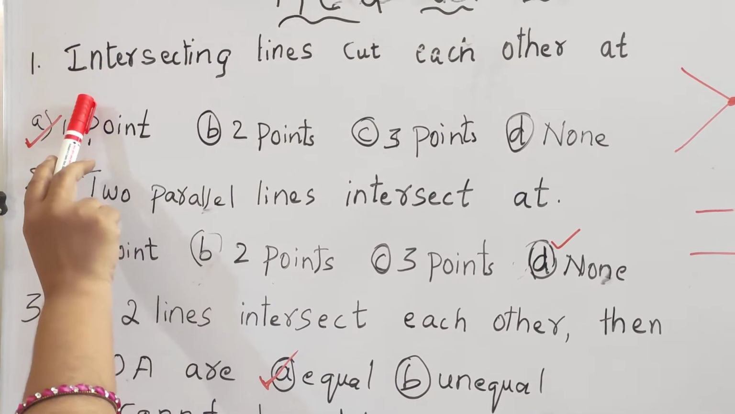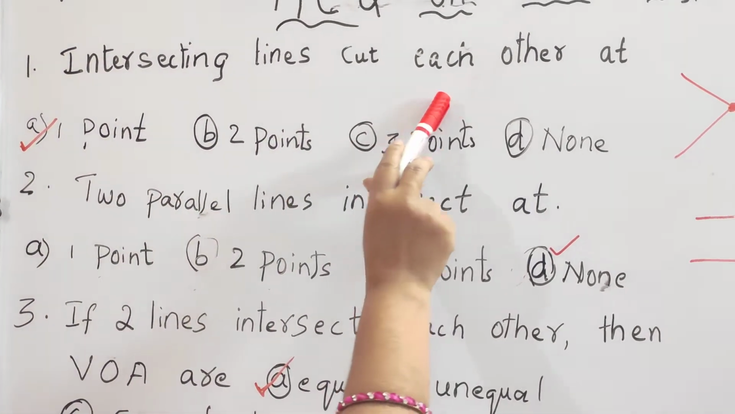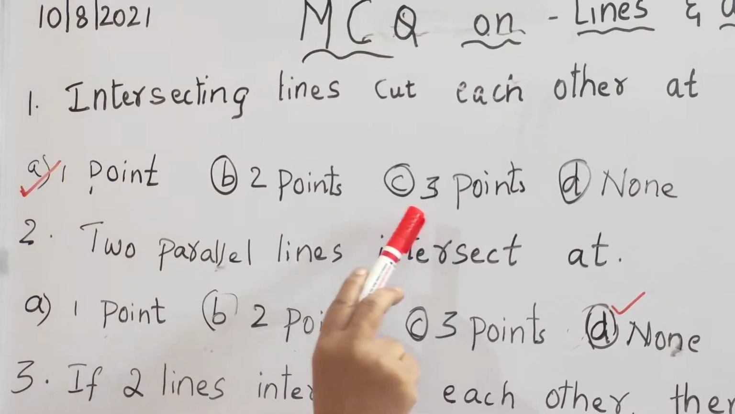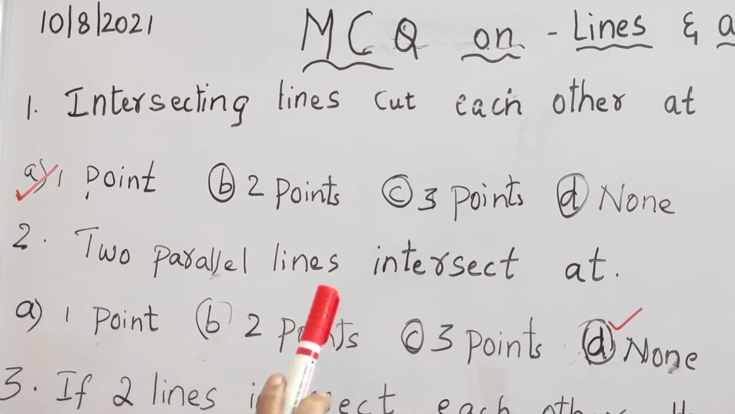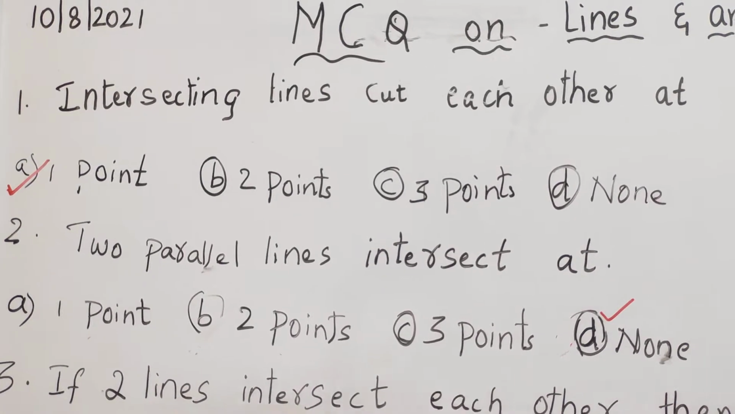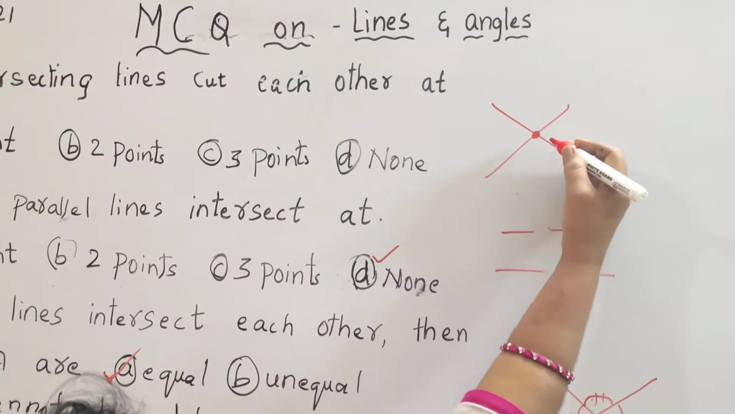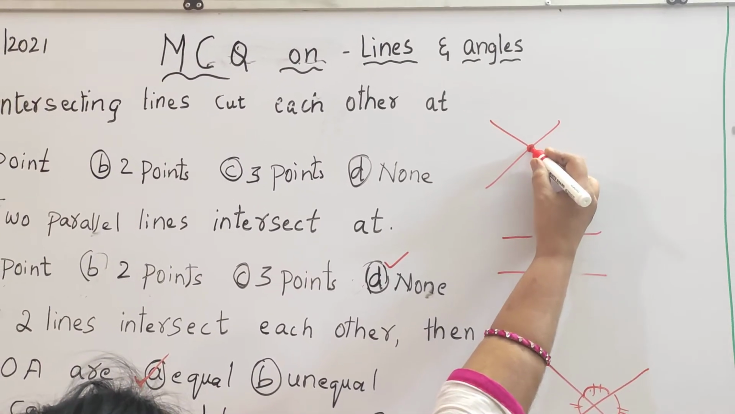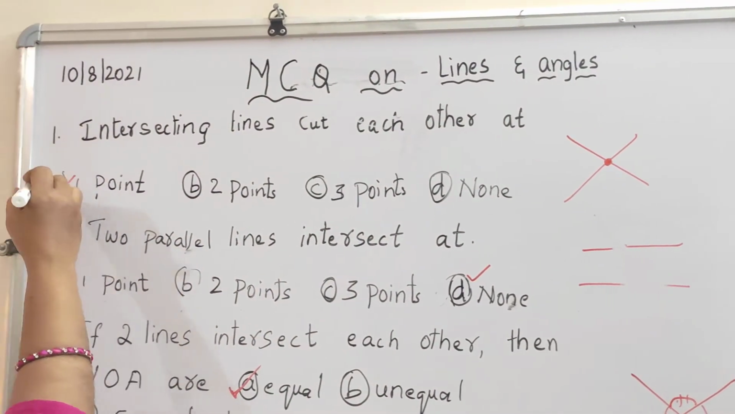Here, question number 1. Intersecting lines cut each other at 1 point, 2 points, 3 points, none. So here, how to understand the question? There are two lines which are intersecting, and where it intersects? It intersects at 1 point. So the answer is 1 point.